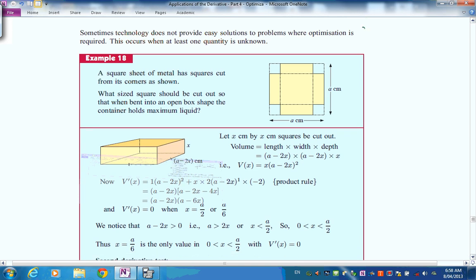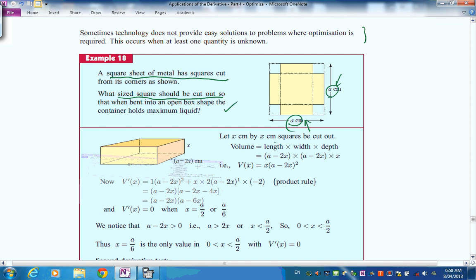We're talking about how sometimes technology doesn't provide easy solutions, because we have been given general things. The sheet of metal is just a square sheet of metal. We don't know how big it is, so you can't put it on the calculator because you've got A's in it. So it's A by A, and you're going to have to work in A land. What size square should be cut out when bent into an open box so you have maximum volume?